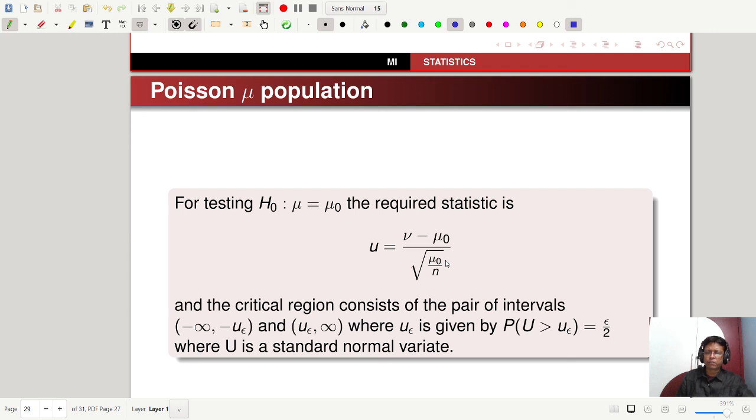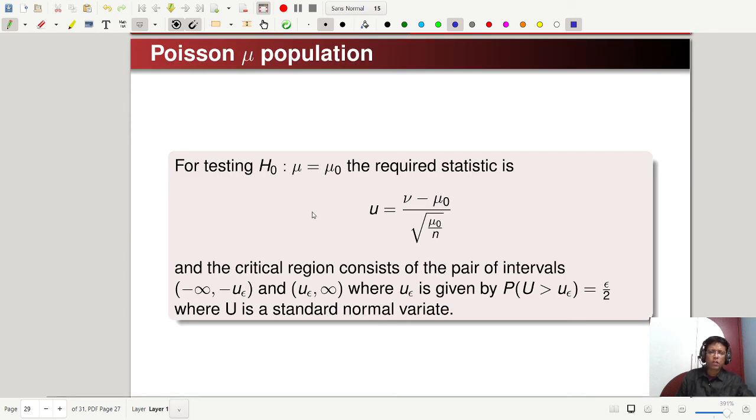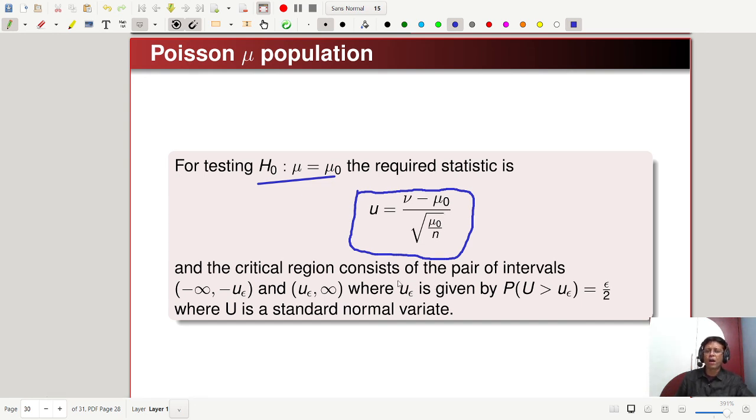Poisson mu population. Next. Suppose X is a Poisson mu variate and the null hypothesis is mu equal to mu naught. The required statistic can be taken as u equal to (nu minus mu naught) by root over (mu naught by n). And in this case also you have a pair of best critical regions on the left as well as on the right. Okay, this is your Poisson mu population.